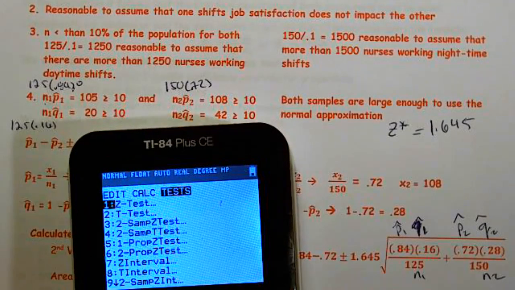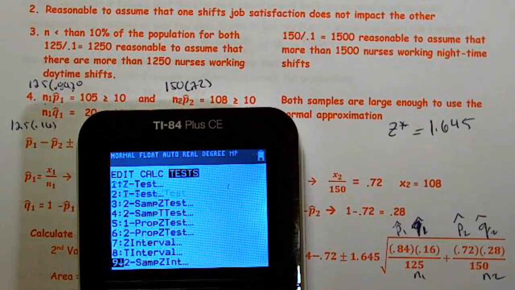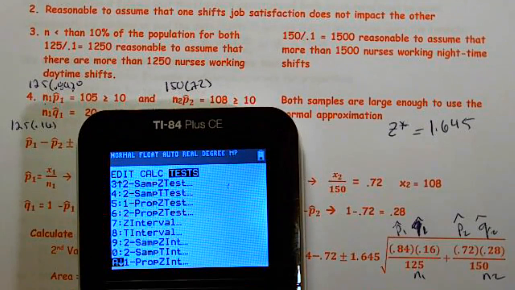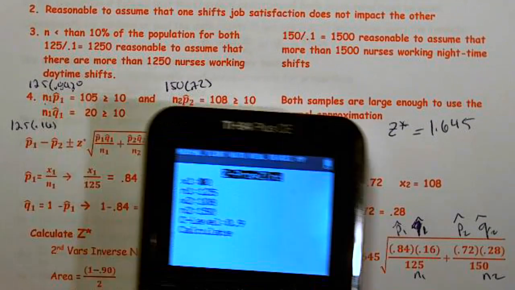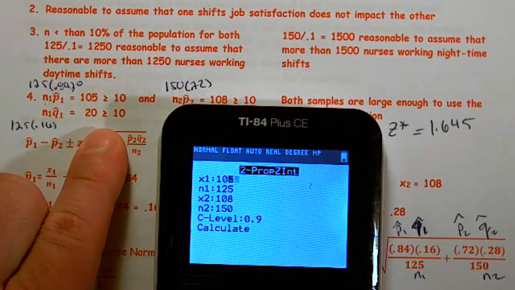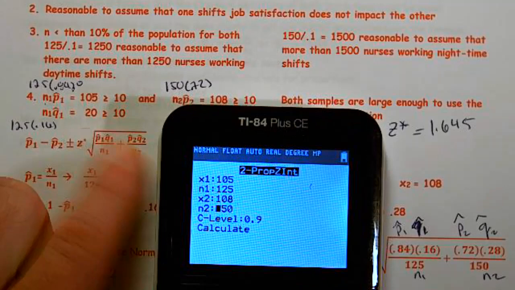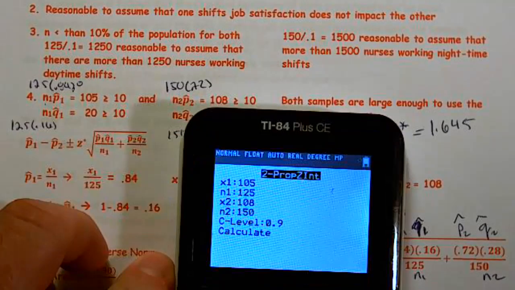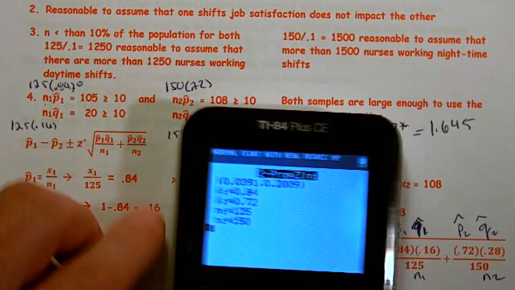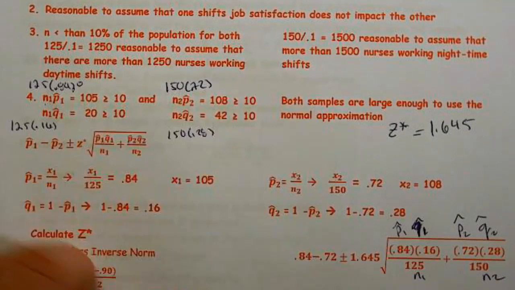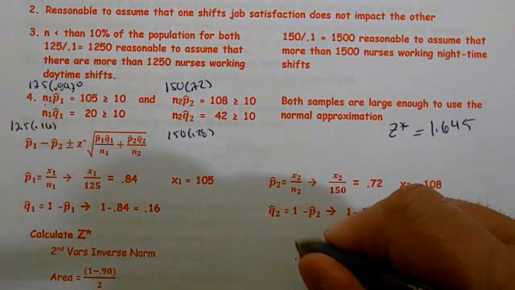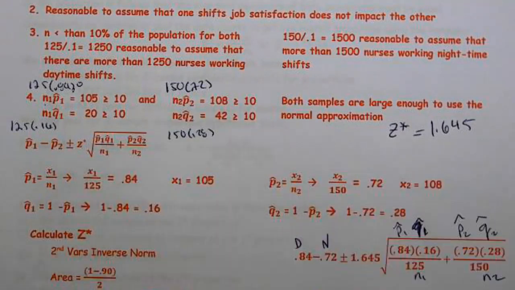Oh, stat test, 2 sample, 2 proportion Z interval. Oh, it wasn't X1 is 10, X1 is 105. Not sure how that happened. And we end up with 0.0391 to 0.2009. Now, please remember P1, this was our daytime shift. This is our nighttime shift.